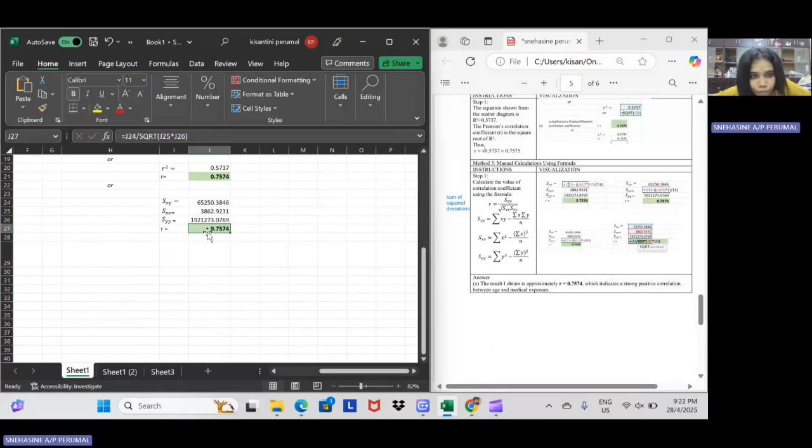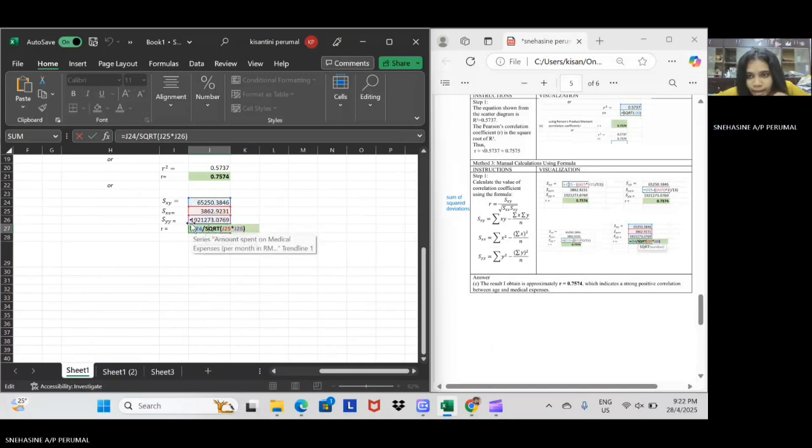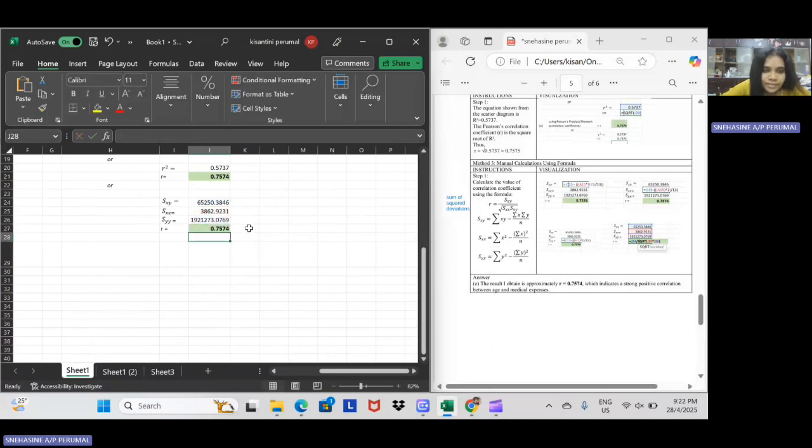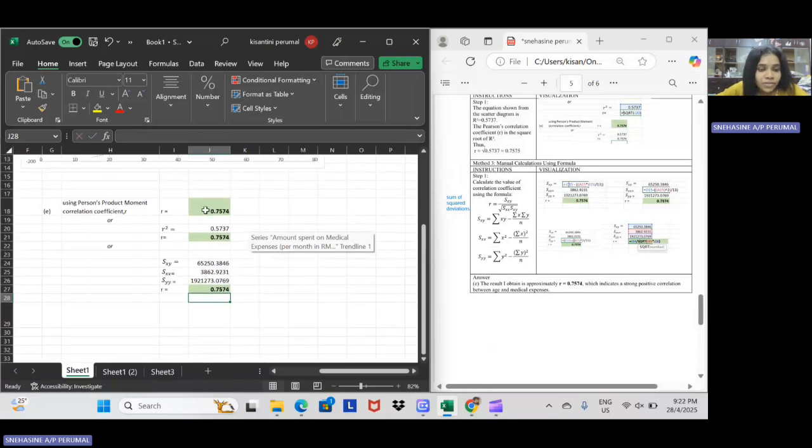So for R, you have to use Sxy. So Sxy is 6265250.3846 divided by the square root of, then you put a bracket, 3862.9231 times 121921273.0769. So you will get this answer. See, with the three methods we get the same answer.